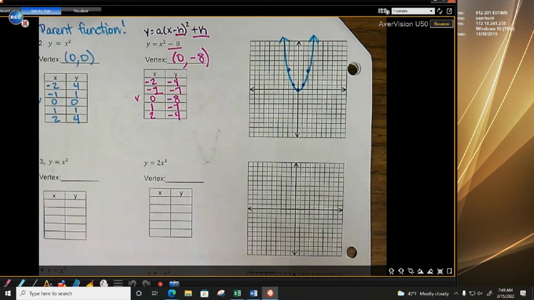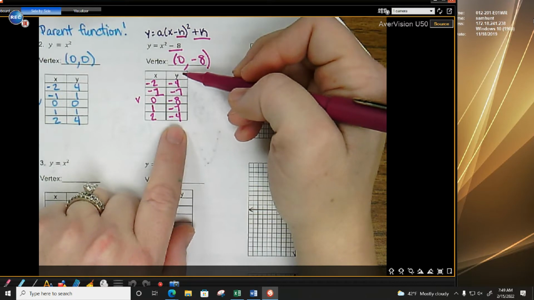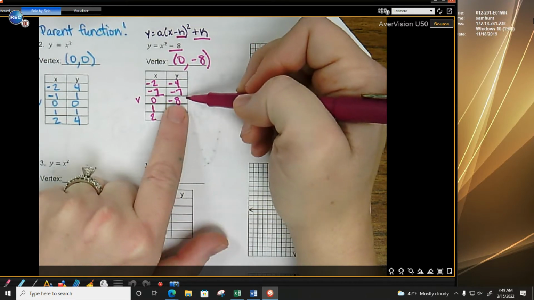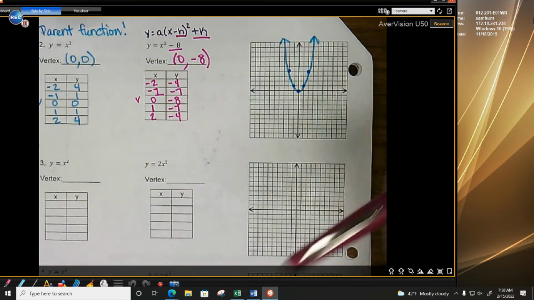Do my top and bottom y values match? Go in, do those y values match? Go in, is my vertex in the middle, not with a matching pair? Yep. This is how your table should always look for a quadratic. Okay? Plot your points.